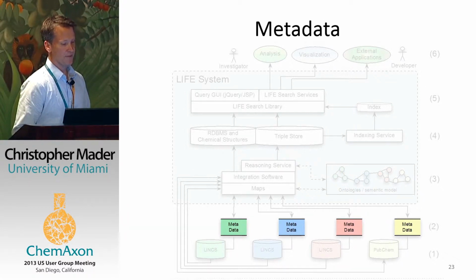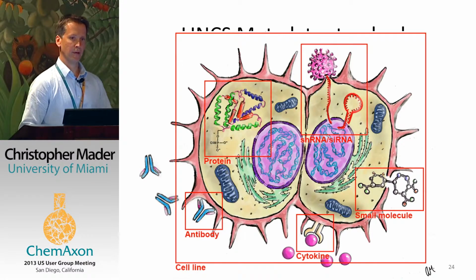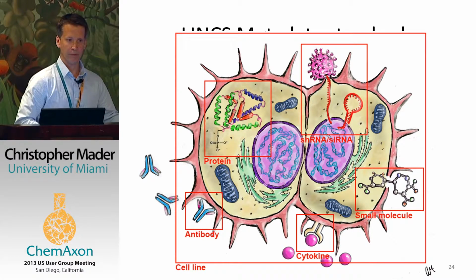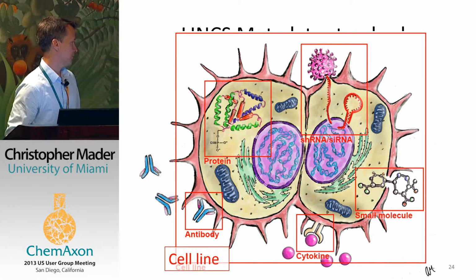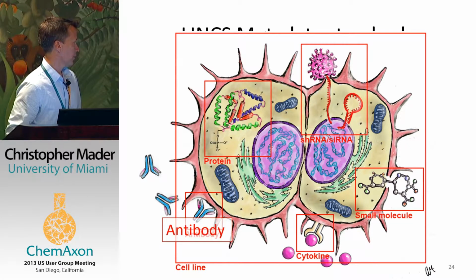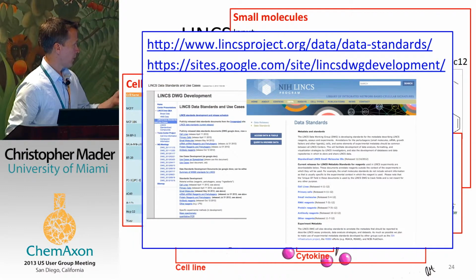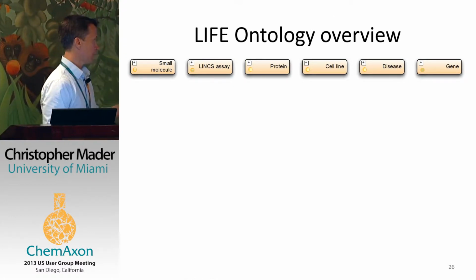One of the key things we had to do at the beginning is establish some metadata standards, so that the centers could submit data with field names that correspond to known concepts, like cell lines, siRNAs, proteins, that are agreed upon. Establishing these metadata standards took a little while, and it's an ongoing part of the LINCS project. There's a web page that goes along with it, but those metadata standards are used in the ontology. And so now the LIFE ontology is used to actually describe the data that we put into the system.